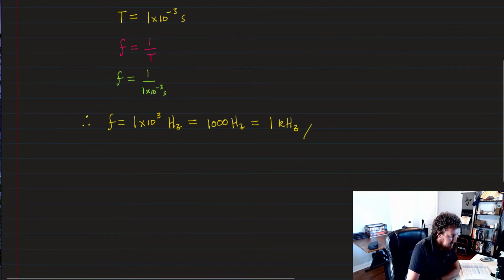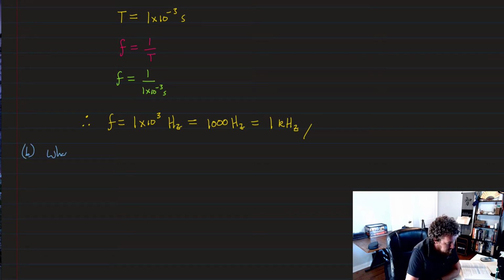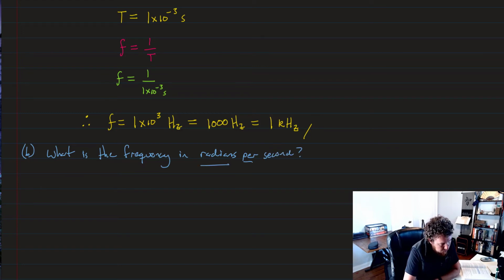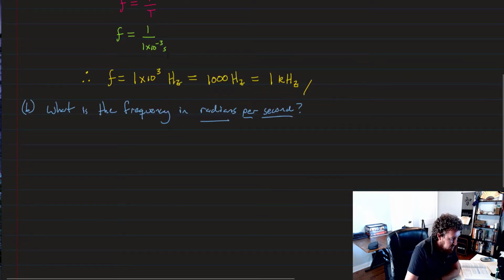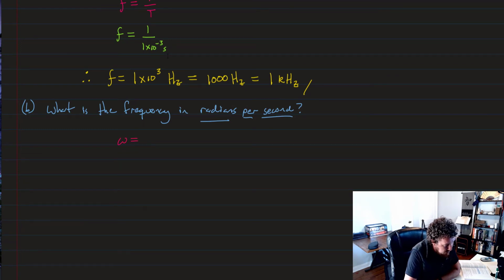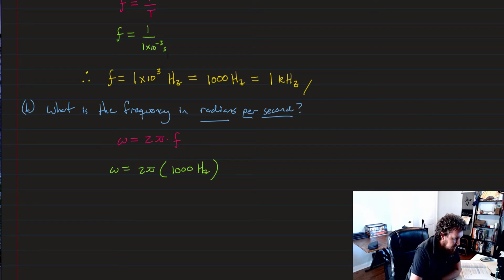Part B asks us, what is the frequency in radians per second? Radians per second. So from the lecture, we have an equation for this as well. We know that radians per second, little omega, is just equal to 2 pi times the frequency in cycles per second, f. So we plug those values in there. We'll say that omega is equal to 2 pi times 1,000 hertz. So that gives us a final answer there. Omega is simply equal to 2,000 pi radians per second. Nothing to it.